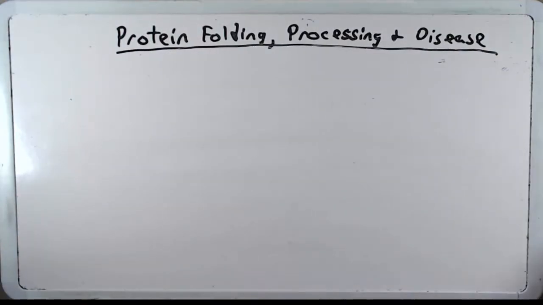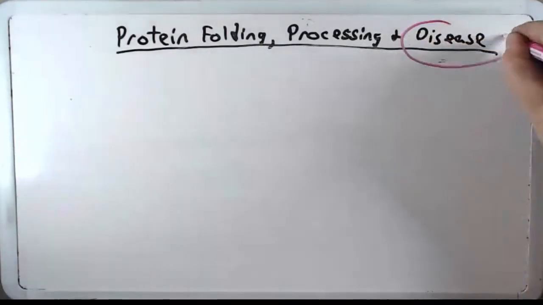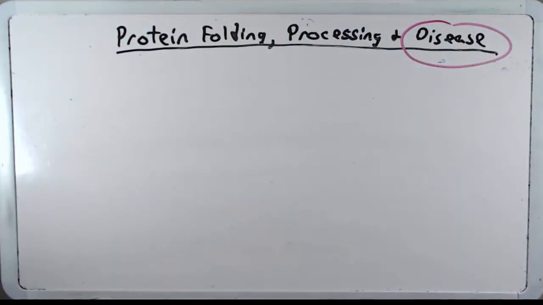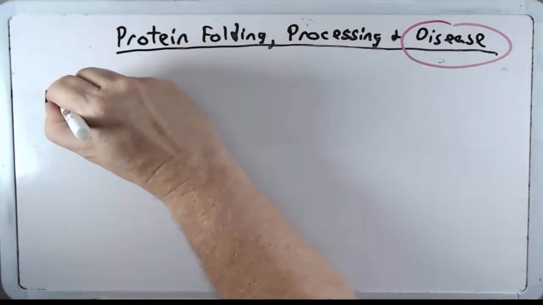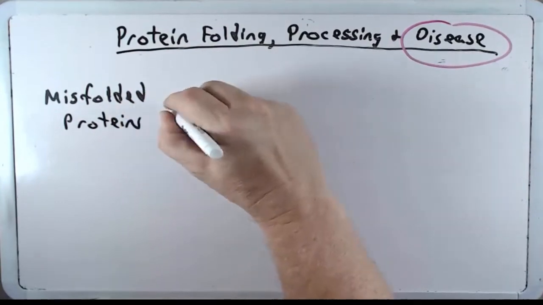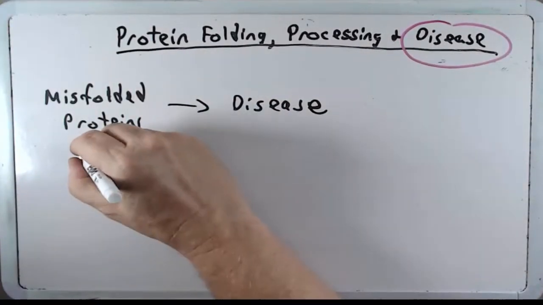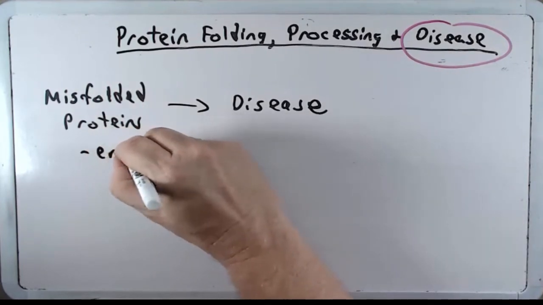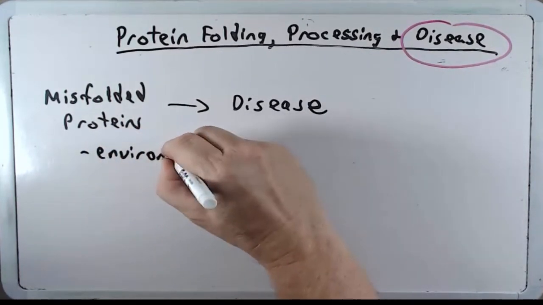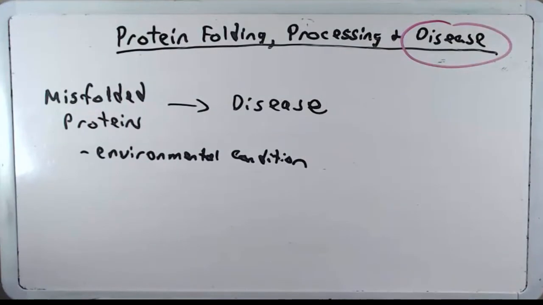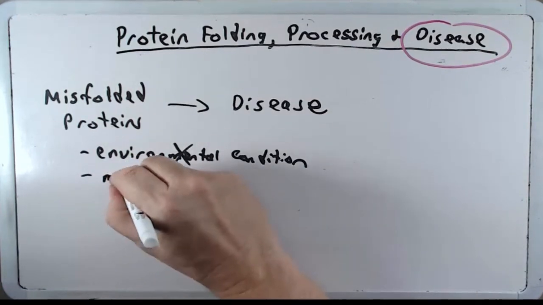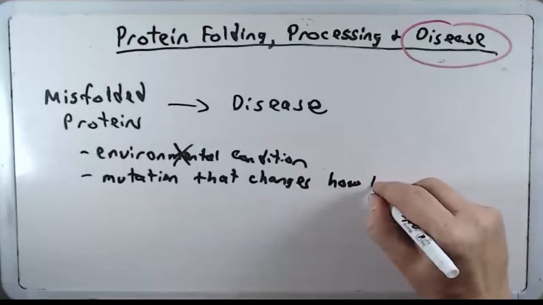So I want to talk about next this last part here of disease. And we know that misfolded proteins can lead to disease. Sometimes a protein misfolds because of some kind of environmental condition. Temperature, pH, these different things can change it. But that's not what I want to talk about here. But that can happen. I just don't want to talk about that in this example. What I want to talk about are inherited diseases, when you have a mutation that changes how the protein folds.